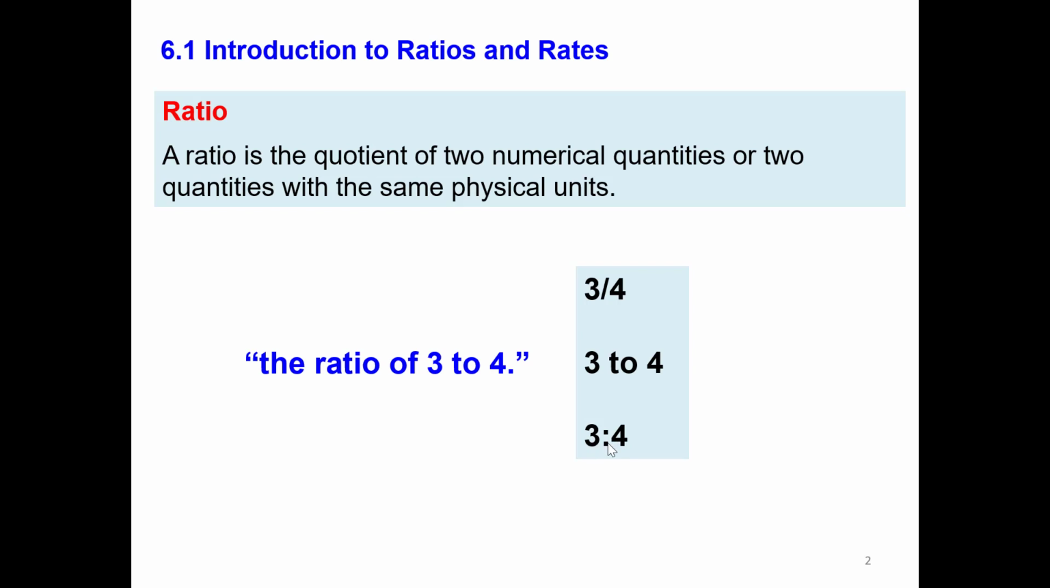Also it can be the quotient of two quantities with the same physical units. For example, if we had 3 hours to 4 hours, we have the same physical units for the quantities. And there are these three different ways we can express the ratio of two numbers. That's the ratio of 3 to 4 in this particular case.